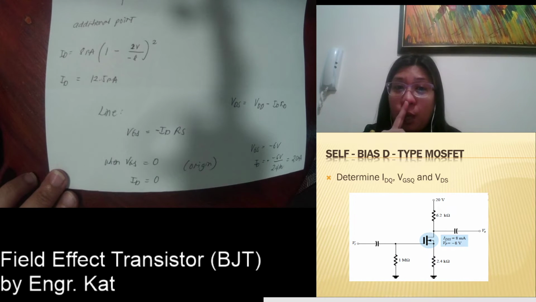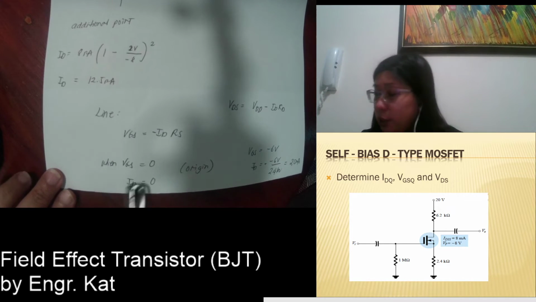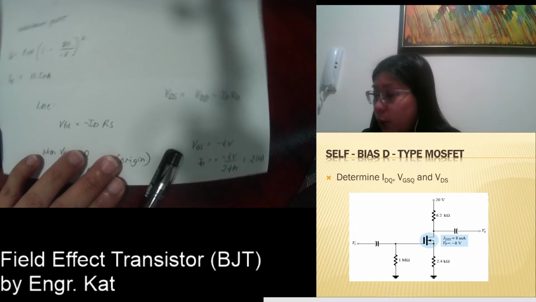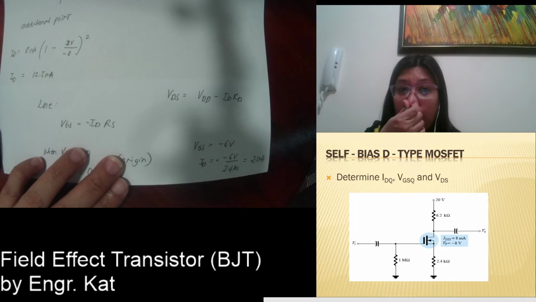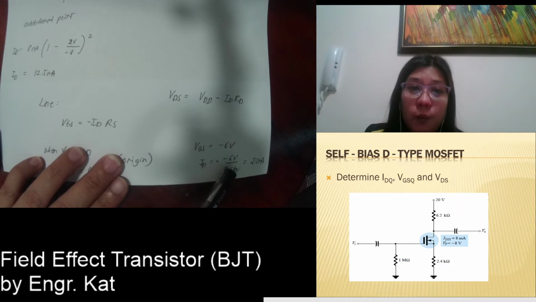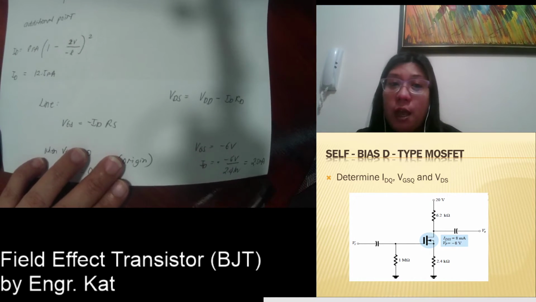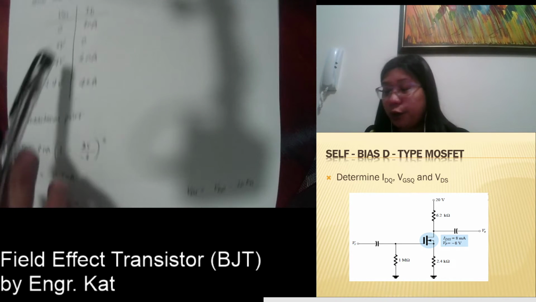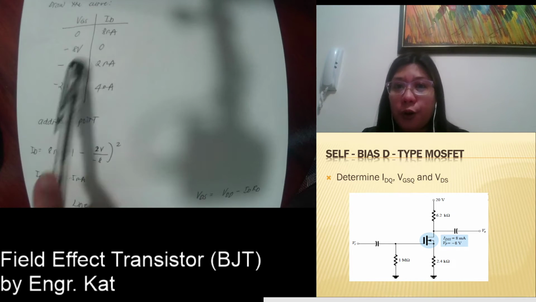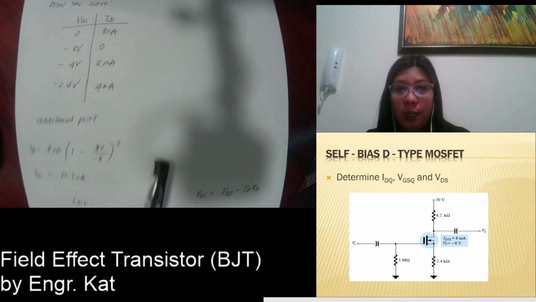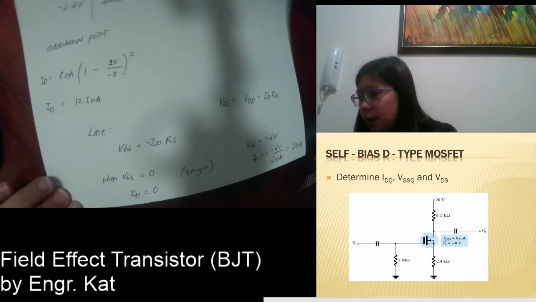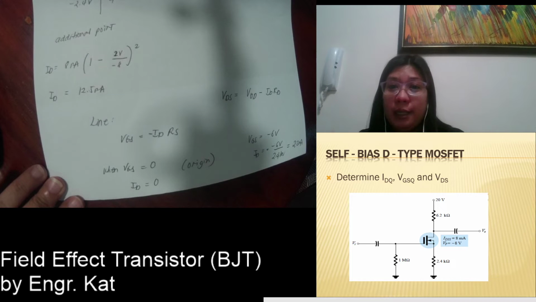The second point you have to assume, okay? So let us say VGS. What if my VGS is equal to negative 6? So ID is equal to 2.5 milliamperes. So this is the curve. These are the points for your curve, and these are the points for your straight line.